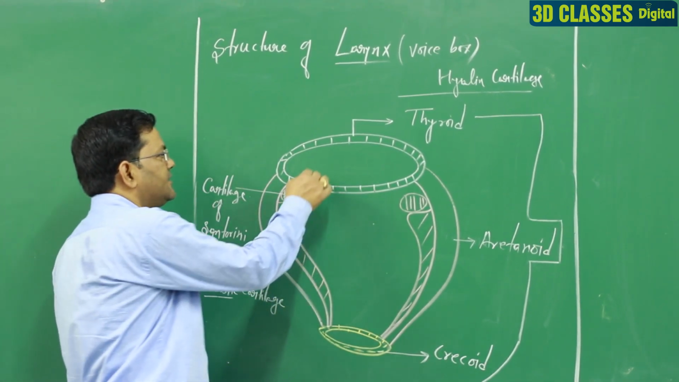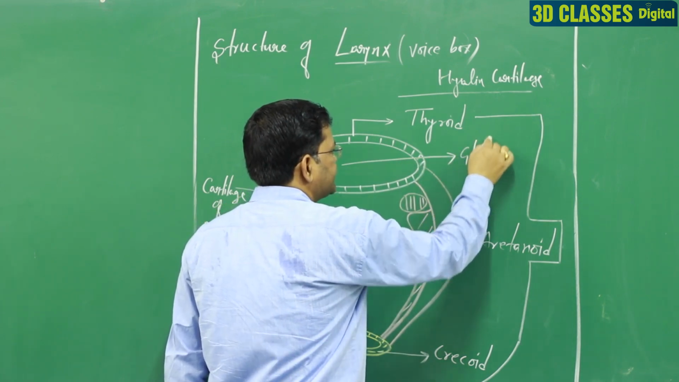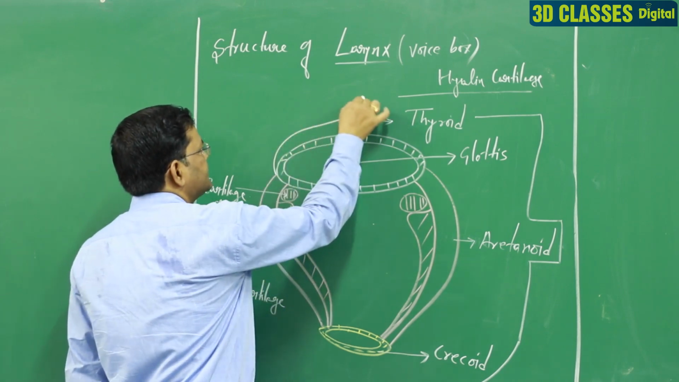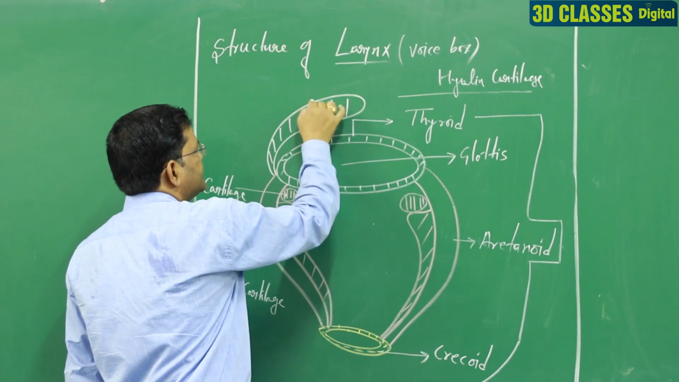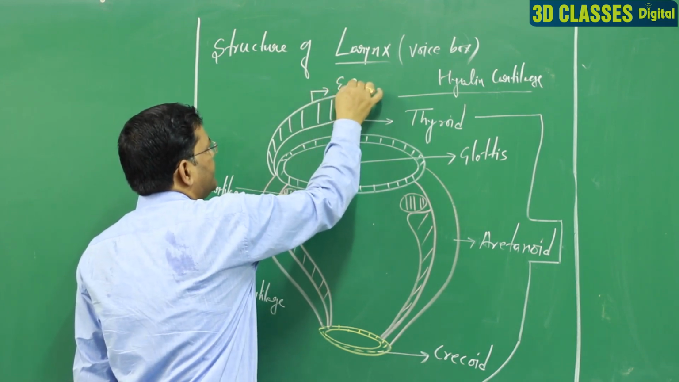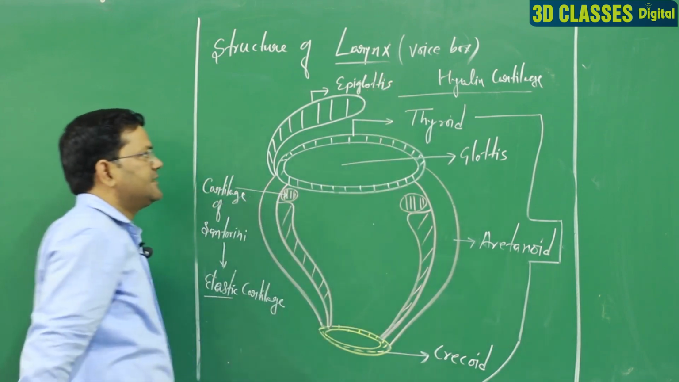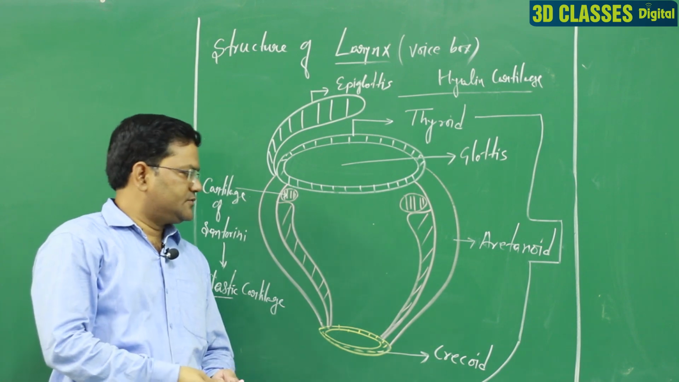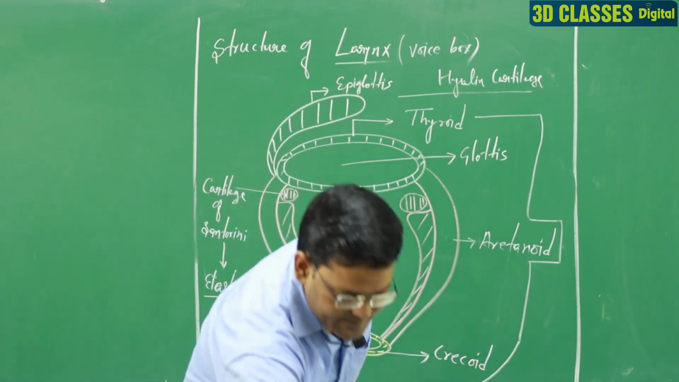And the pore in the thyroid region is called the glottis, and at the upper part of this glottis is found the epiglottis. This is the structure of the epiglottis. The epiglottis is found in this region. Students, you remember that? Suppose I explain the normal structure with the help of simple paper.